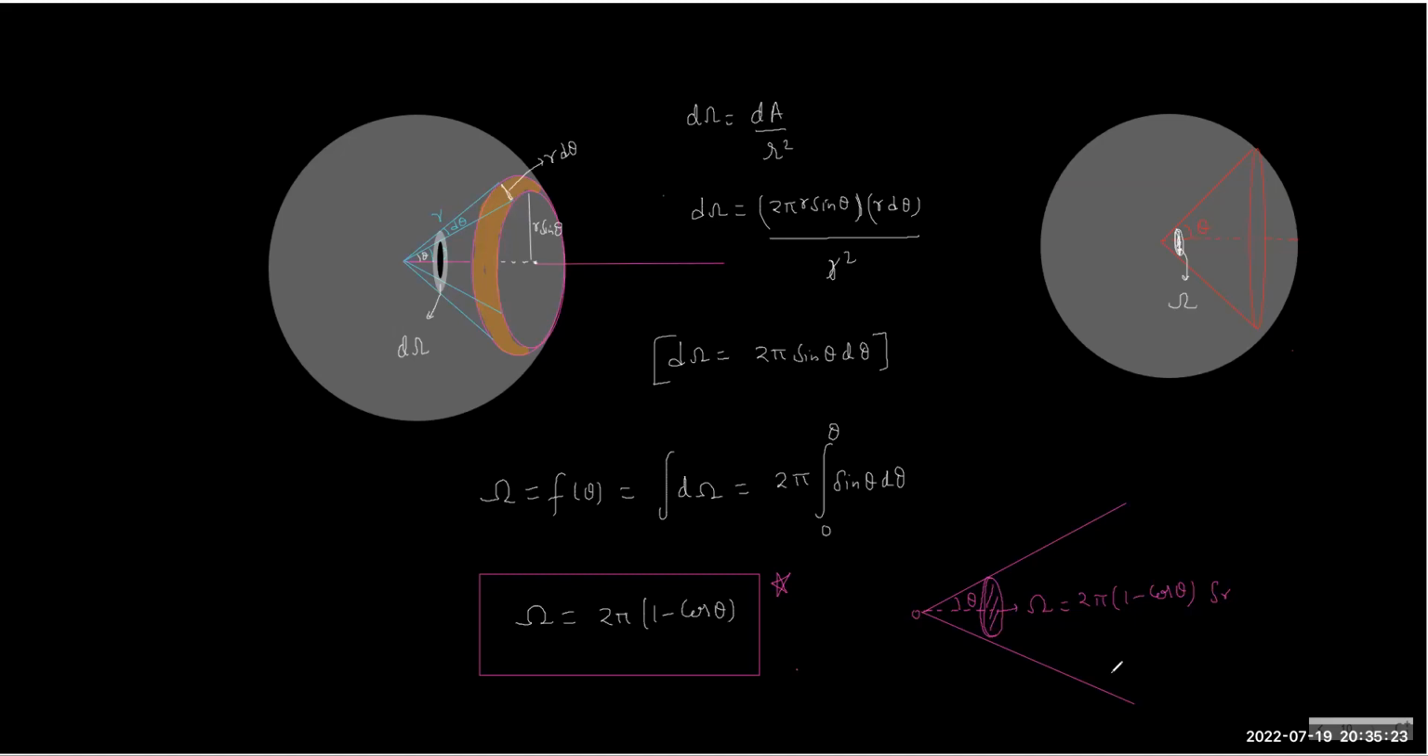So for the entire sphere, theta will vary from where to where? How to capture the entire sphere? Theta will go from 0 to pi. So when you put theta equals pi, you get the entire sphere captured. Cos pi is minus 1, which will result in 4 pi again. Same answer, right? So any closed surface will subtend 4 pi, and that's the answer that we should know.